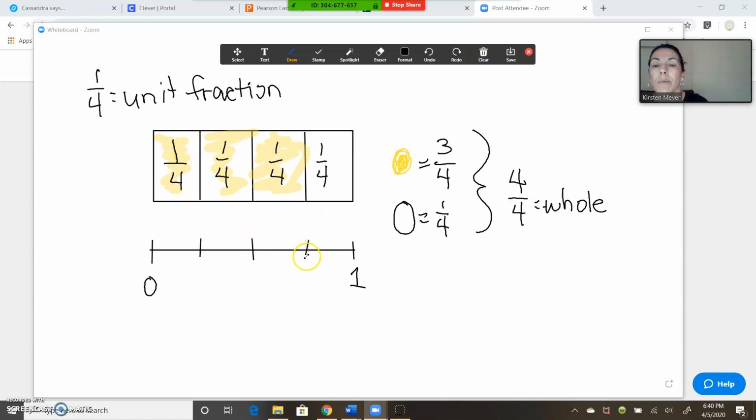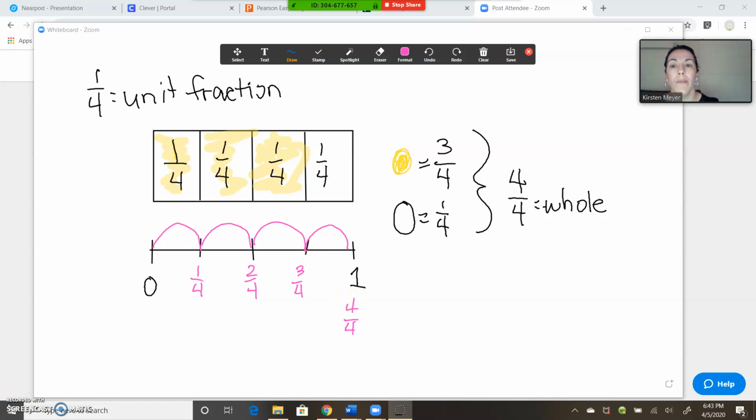And then we were able to label our number line. If we hopped from here to here, that would be 1/4. If I hopped again, it would be 2/4. If I hopped again, it would be 3/4. And if I hopped again, it would be 4/4.